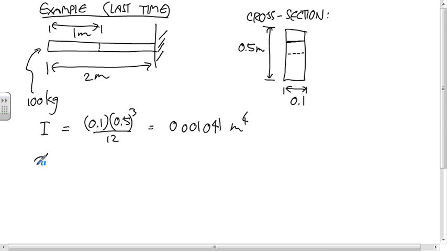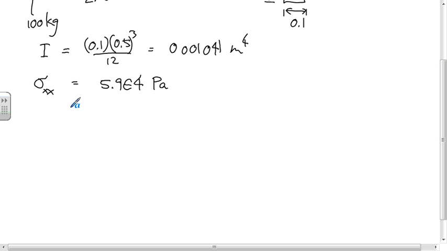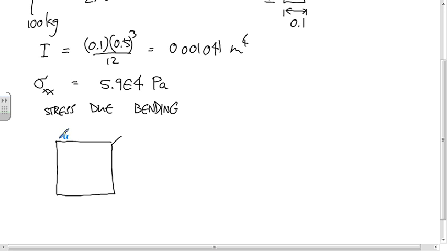And so the XX stress is equal to positive 5.9 times 10 to the fourth pascals. Okay, so the stress due to bending, we're looking at a stress element like this, and we have a positive value.